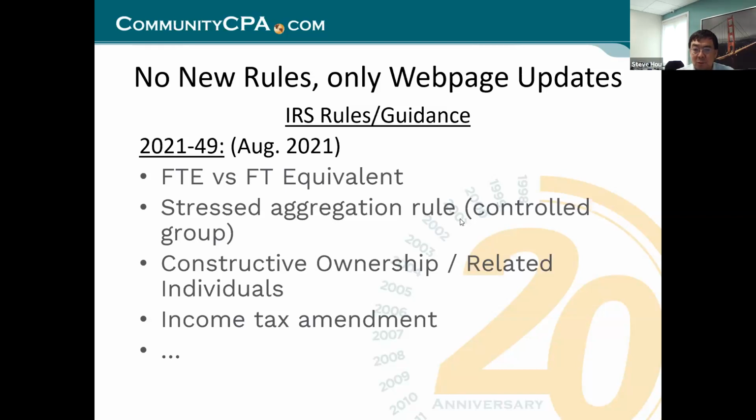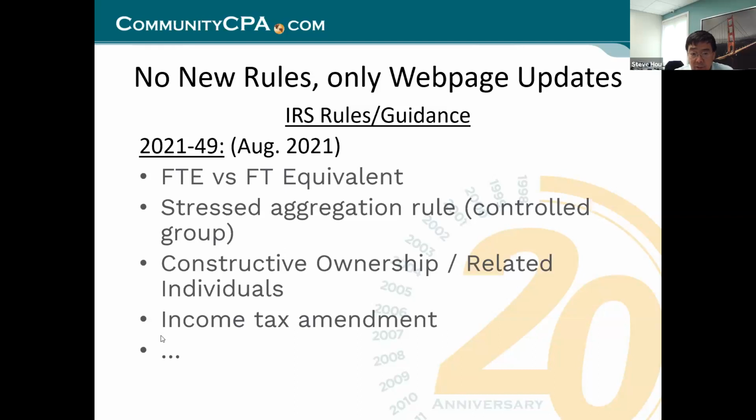Okay, so both the aggregation rule and this constructive ownership and related individual concept were stressed. Okay, these were not new, by the way. They were all clarified in the law. So the IRS is simply making them clearer in the rulemaking, and simply stressing the application of those rules as mandated by the law. Okay, so these are not things that the IRS came up with. The IRS is simply implementing the law.